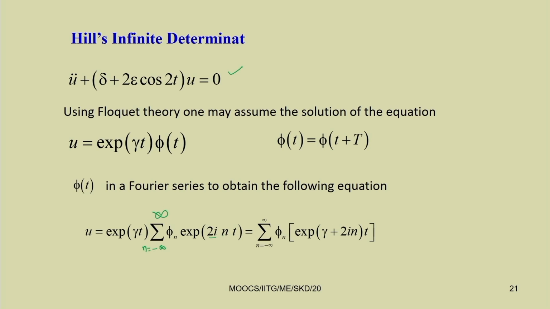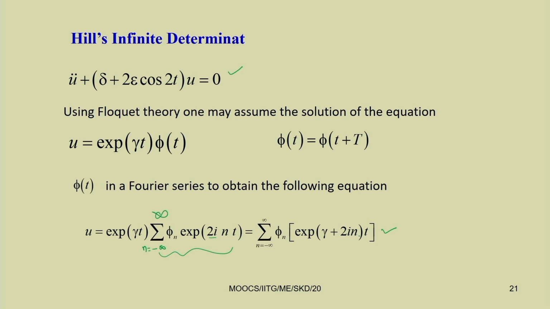Now, e to the power gamma t, with phi t expanded in terms of its Fourier series, gives the sum over n from minus infinity to infinity of phi n e to the power gamma t into e to the power 2 I n t, which equals e to the power gamma plus 2 I n into t. Now, substituting this u in the equation, we differentiate it twice. Each differentiation brings out the factor gamma plus 2 I n.